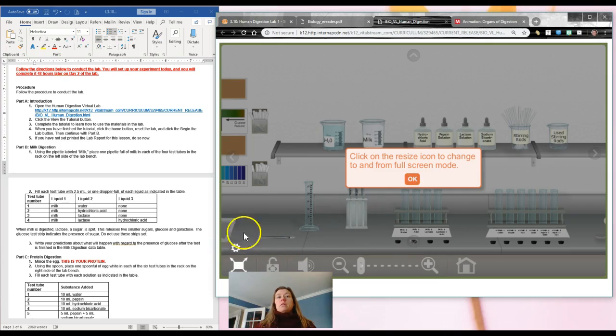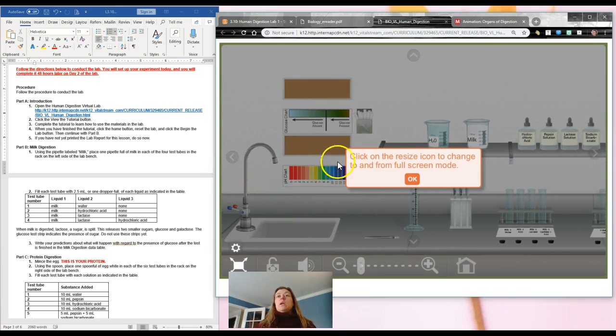Click on the gear, click on the arrows to move things around. Okay, what I want you to notice, I'm going to get this off the screen real quick. Click on the resize icon, that's this. Click on the volume, click on the zoom to make things bigger or smaller.